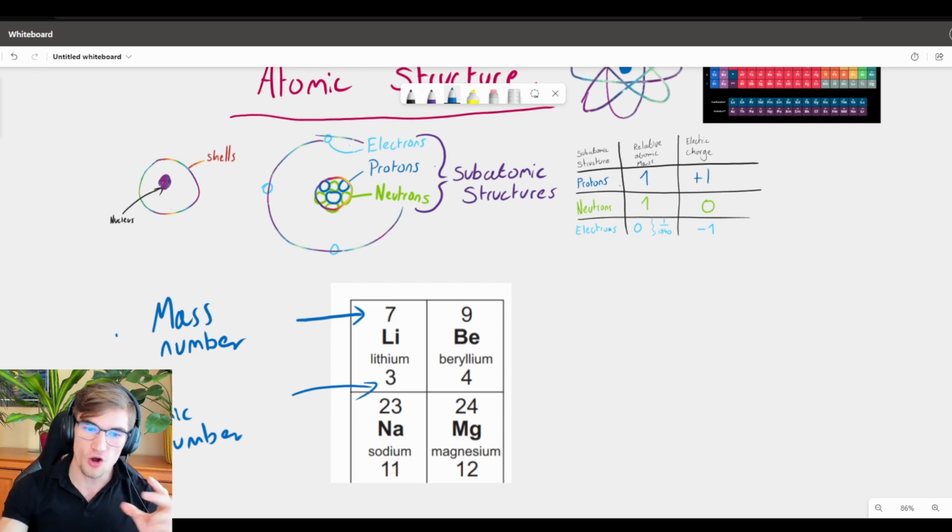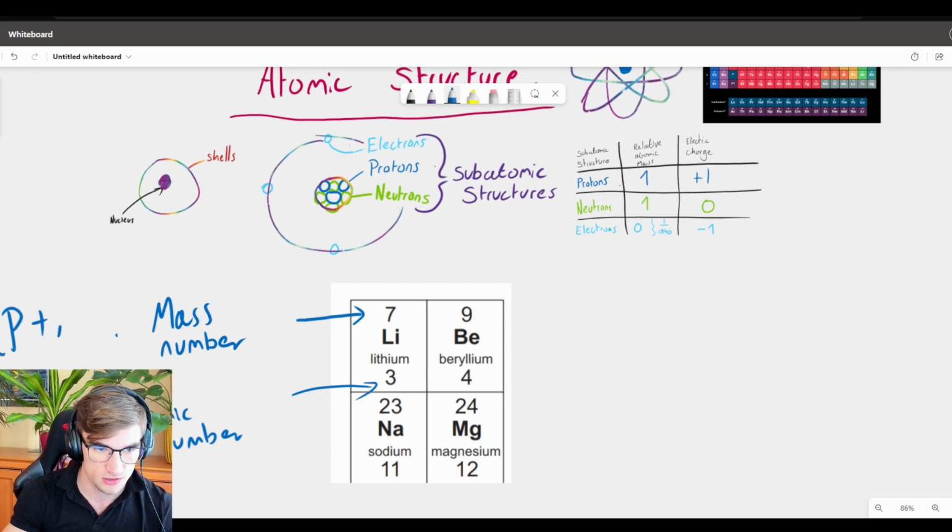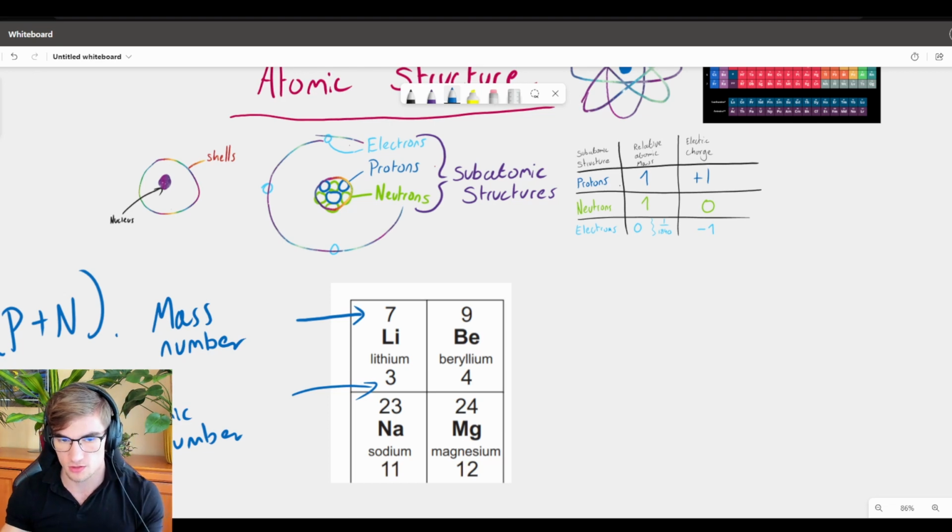The mass number tells me how many protons and neutrons there are. I know that protons have a relative mass of 1. I know that neutrons have a relative mass of 1. But electrons are negligible. We don't care about them. So the whole mass of the atom is made up of protons and neutrons, not electrons. So the mass number is basically just protons plus neutrons. No electrons. Now if I look at the bottom number, that's the atomic number. And the atomic number tells me how many protons there are. So I know that there's 3 protons.